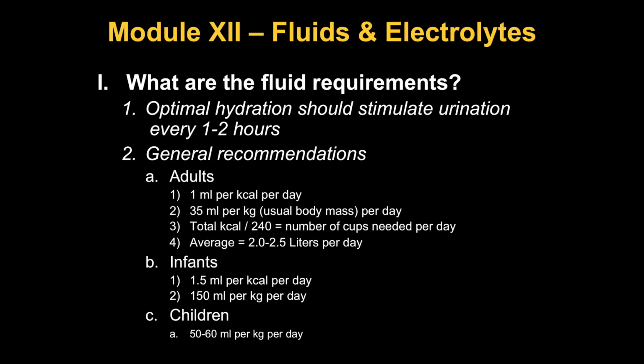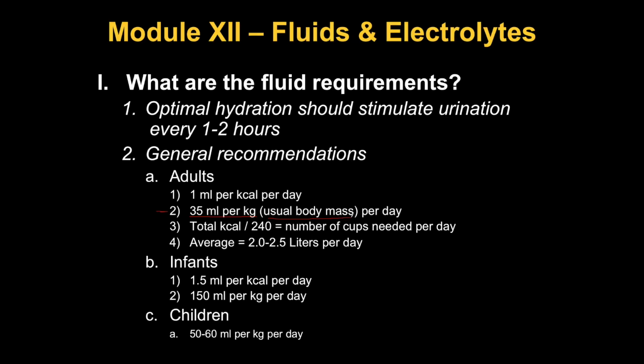A really easy one to use here as far as how can you determine how much fluid someone needs is to use the 1 milliliter per kilocalorie per day. So if you know how many kilocalories an athlete needs every single day, then you're just going to use 1 milliliter per kilocalorie, and that then becomes the amount of fluid that they should be consuming every single day. You could also use the next equation here, or the next constant here, number 2. This is 35 milliliters per kilogram of usual body mass.